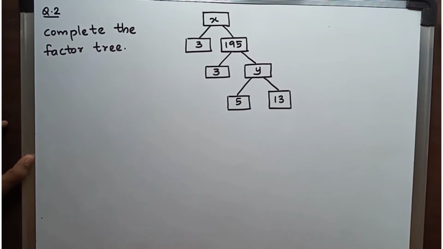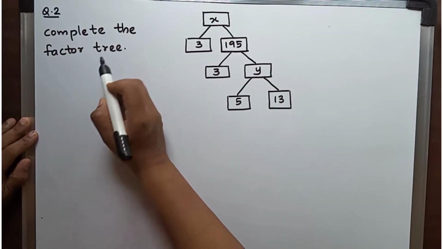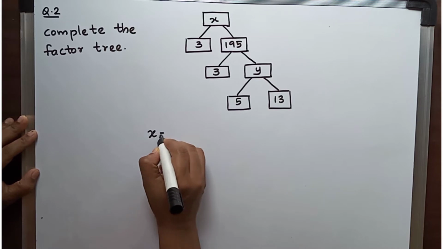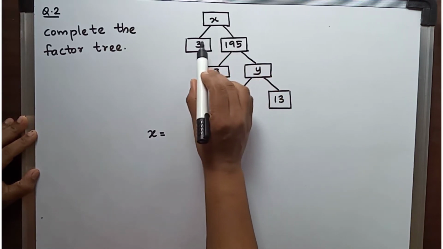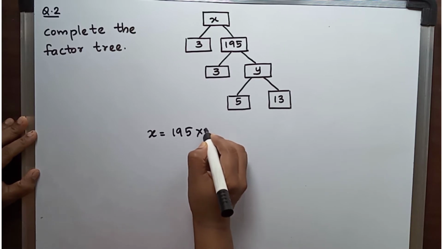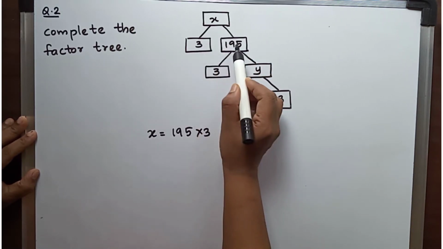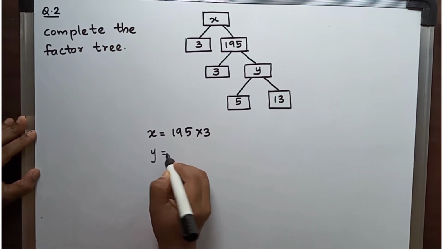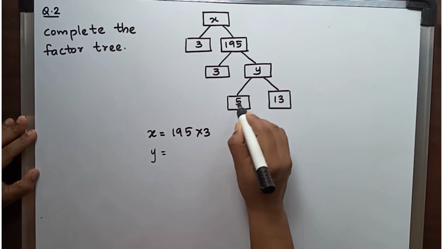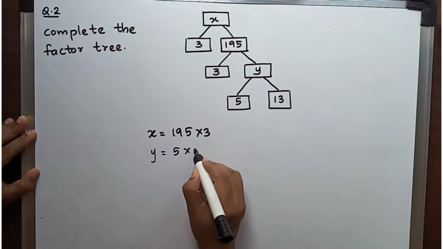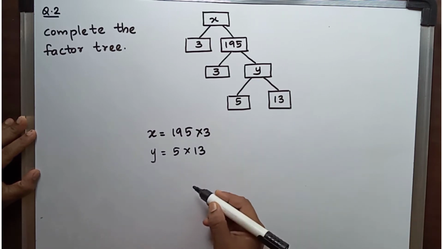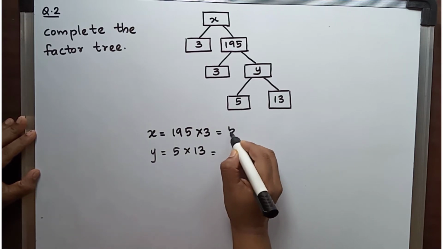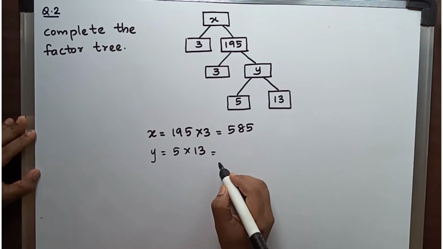This is our second question. This is really a simple question. Complete the factor tree. See, what will be x? X is equal to 195 into 3, right? See, here the factors of x are 3 and 195. So x will be 195 into 3. And what will be y? Y, the factors of y are 5 and 13. So y is equal to 5 into 13. Okay, so we will get the answers as x is equal to 585 and y is equal to 65.